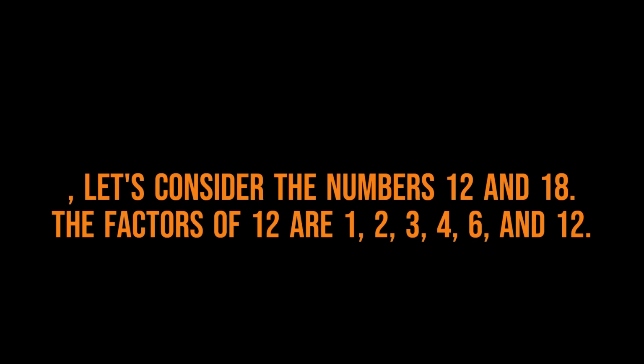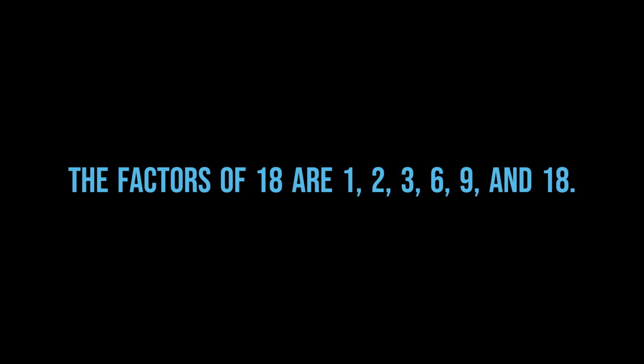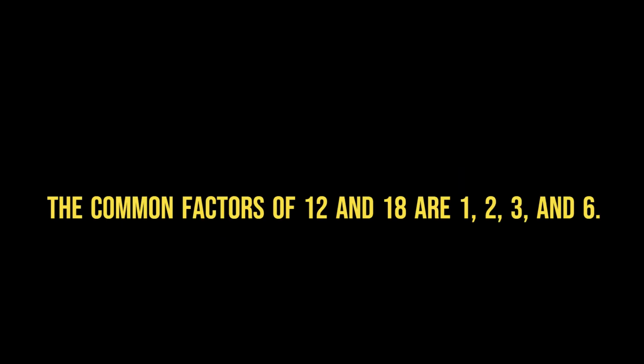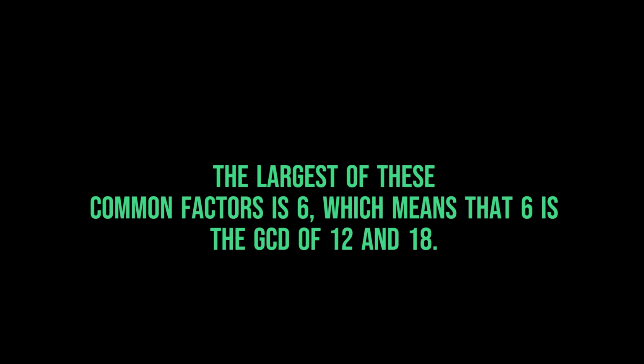For example, the factors of 12 are 1, 2, 3, 4, 6, and 12. The factors of 18 are 1, 2, 3, 6, 9, and 18. The common factors of 12 and 18 are 1, 2, 3, and 6. The largest of these common factors is 6, which means that 6 is the GCD of 12 and 18.